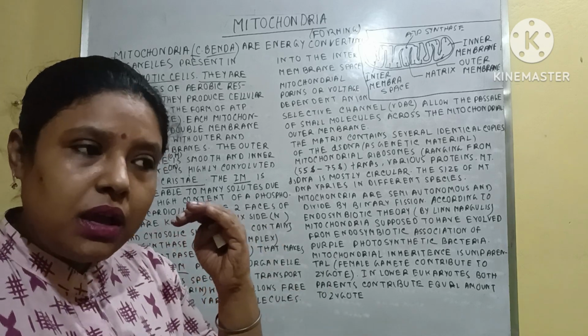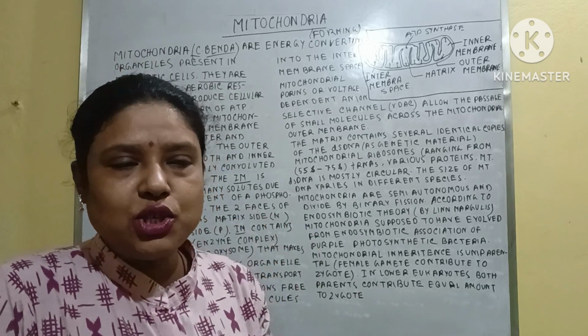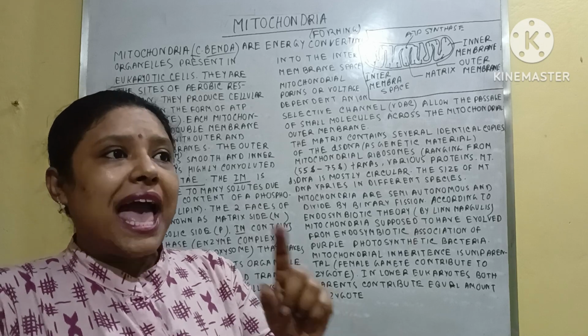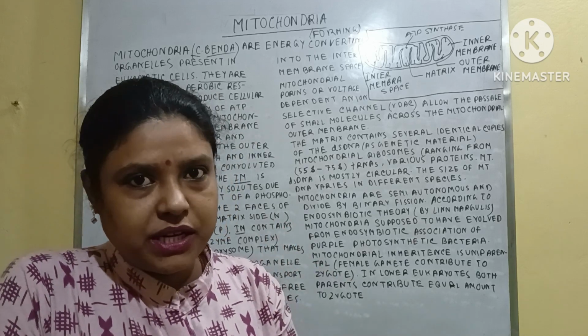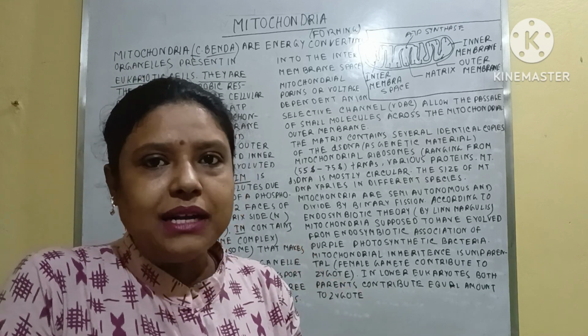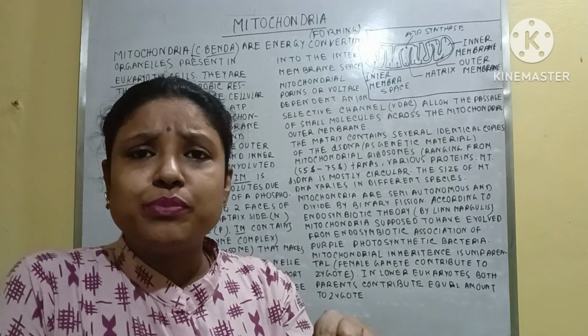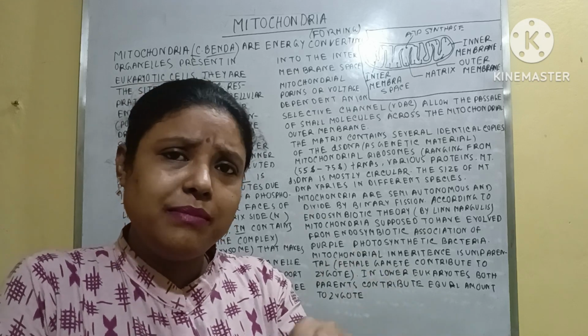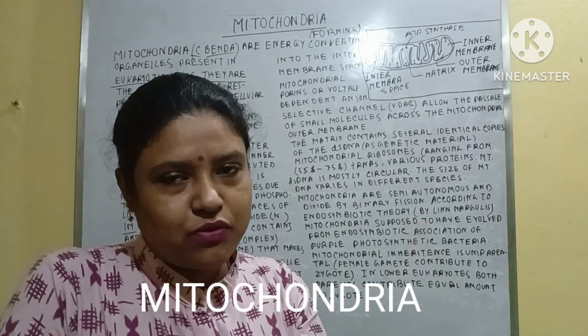But in anaerobic respiration, oxygen is not necessary, so here alcohol is produced. In animals, lactic acid is produced, and in plants, ethyl alcohol is produced. I have already uploaded this whole respiration process on my channel, so you can check out the previous videos of my channel.